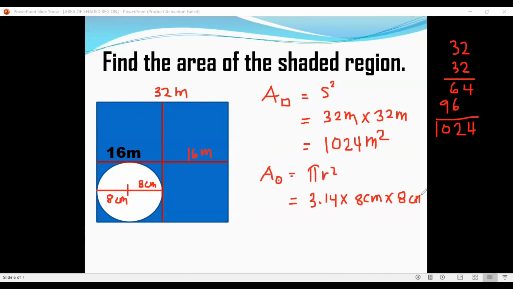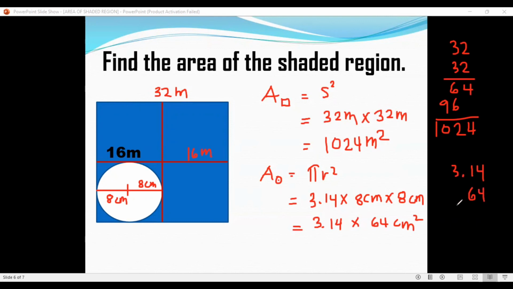Okay, we can mentally do the 8 times 8, and that is 64. So what do we do? We simply have to multiply now 3.14 times the 8 times 8, which is 64 cm square. Okay, so again, 3.14 multiplied now by 64.